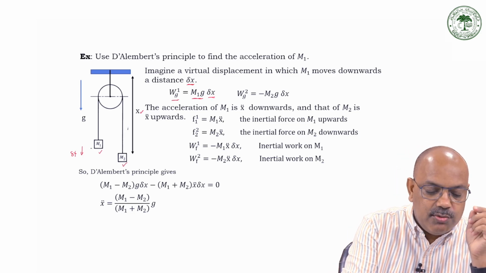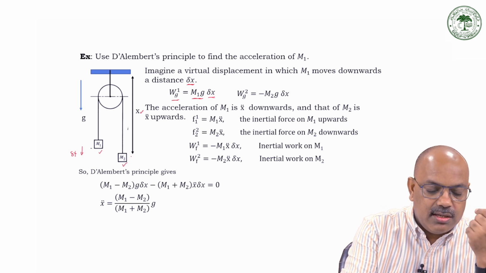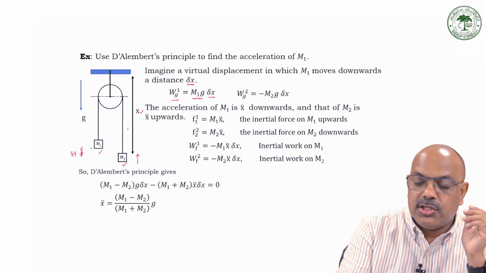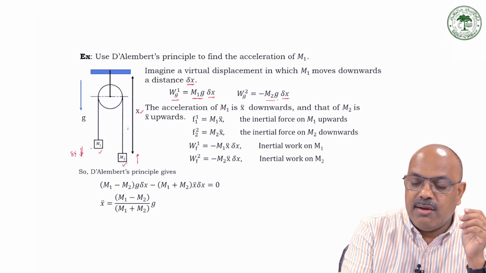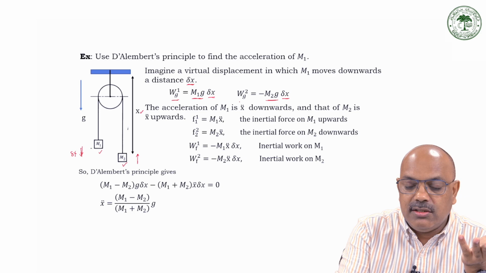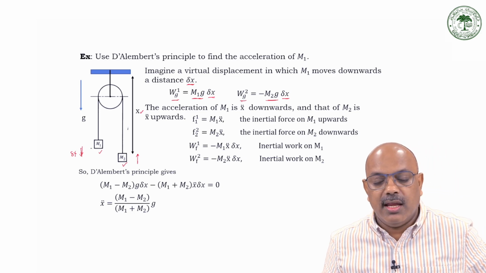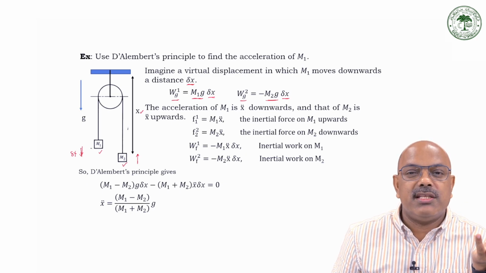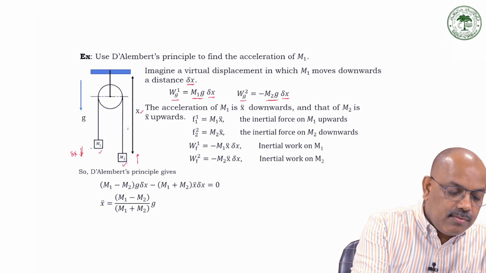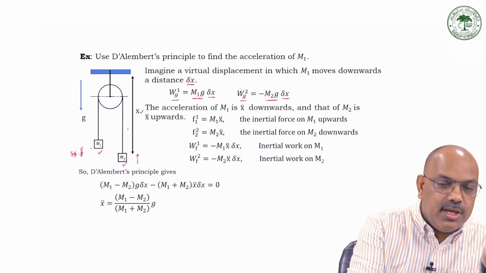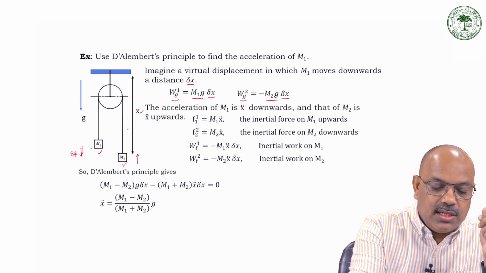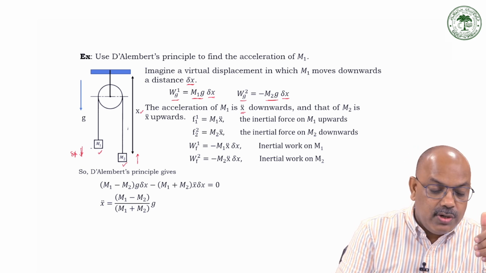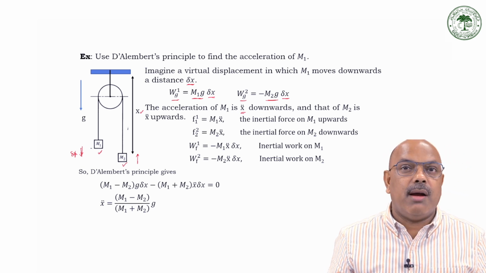Similarly for mass m2, this will go upward because m1 is coming downward. So I have minus delta x, and m2g is the gravitational force which is acting. The work done by this is going to be Wg2. Now the acceleration of m1 is x double dot, because if m1 is coming downward, the acceleration of m1 has to be downward, and that of m2 is upward.